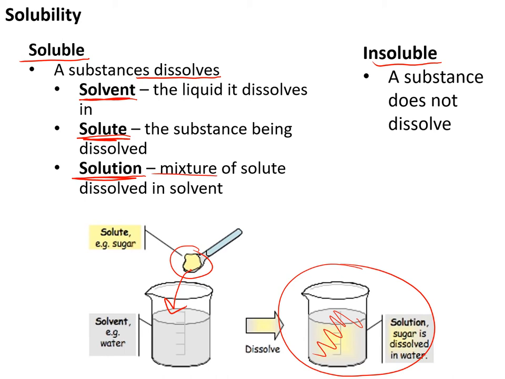Now that mixture bit is important because mixtures can be separated. So what we can do with a solution is get the solute back out and end up with our solute and solvent as we started. Insoluble just means that a substance does not dissolve. Some substances are soluble in some solvents, but not in others.